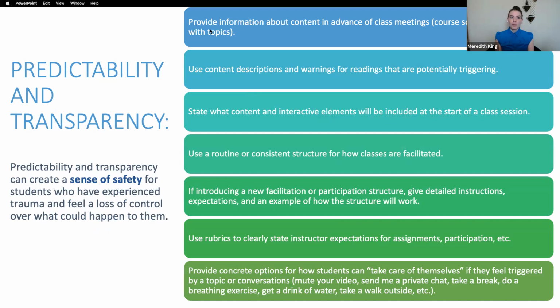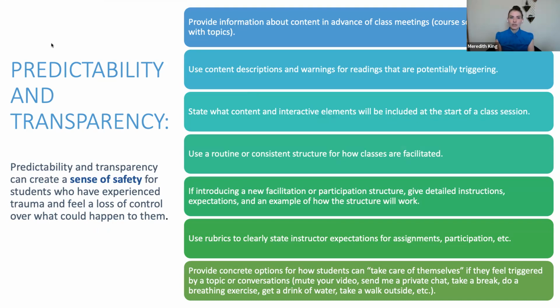So we're starting with predictability and transparency. And again, lots of these are the types of things that Beth mentioned in that quicker overview that we're going to go deeper into with practices and examples. Predictability and transparency is really about creating a sense of safety for students who have experienced trauma, because with trauma comes a lack of control, right? They feel like they can't control what's happened to them, the response that they're having. And so anything that we can do to create that predictability and transparency will really help them.